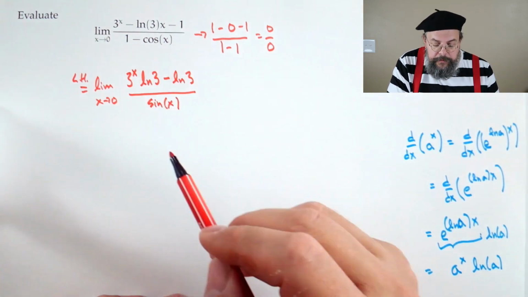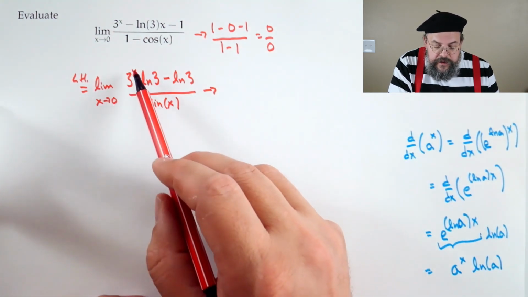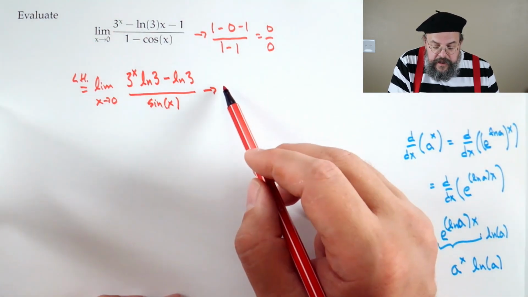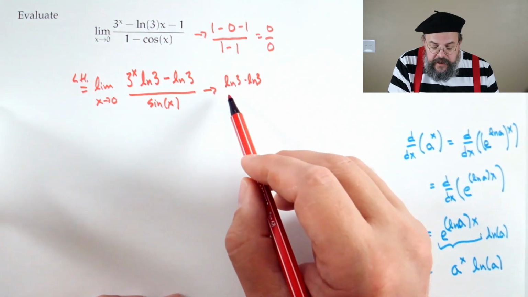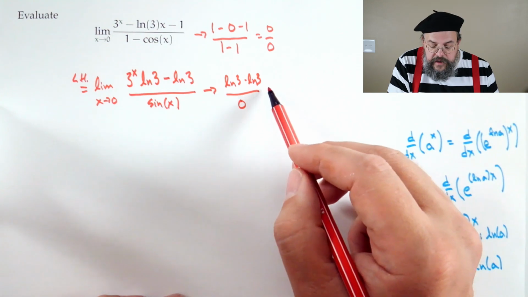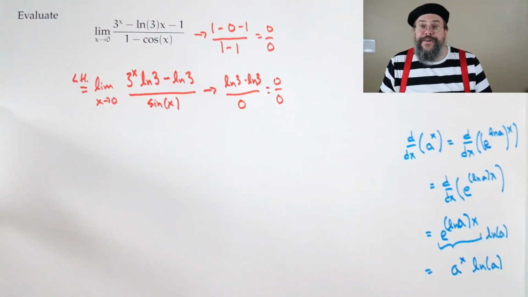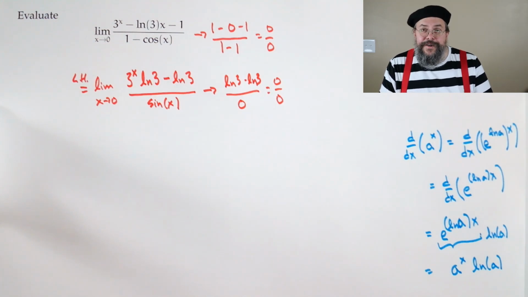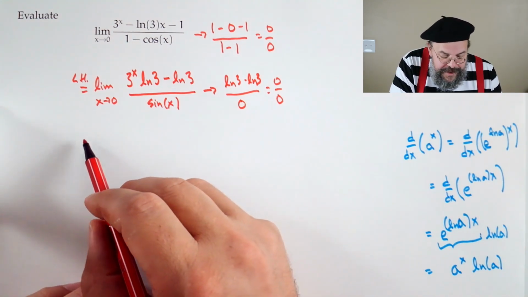So there we go. Now what's happening here? Well, when we plug in 0, 3 to 0 is 1. But then you have a log of 3 minus a log of 3. Downstairs, sine of 0 is 0. So we really get 0 over 0. Okay, good. So what do we do? Well, no surprise. Let's do L'Hôpital. More L'Hôpital. Beautiful, beautiful.